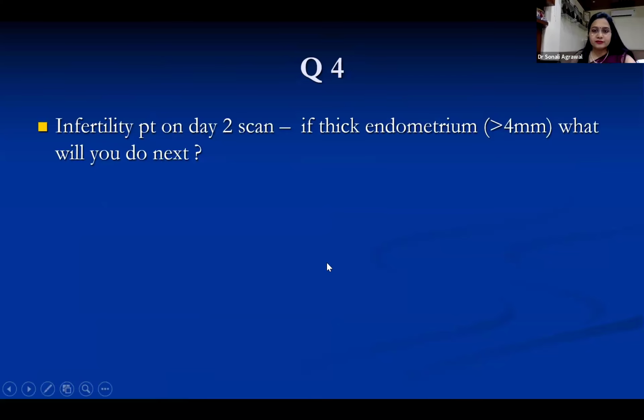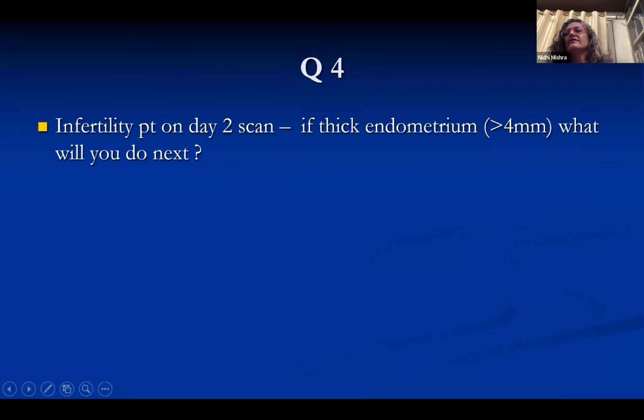So this is the question for an infertility patient on day 2 scan. If there is a thick endometrium, that is more than 4 or 5, what will you do next? On day 2 scan, if you are seeing a thick endometrium, Dr. Nidhi?